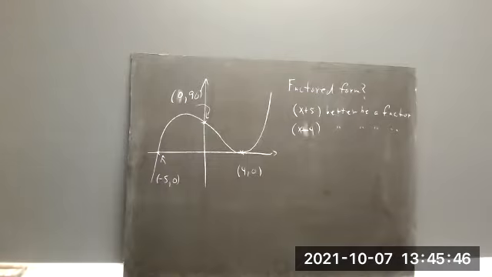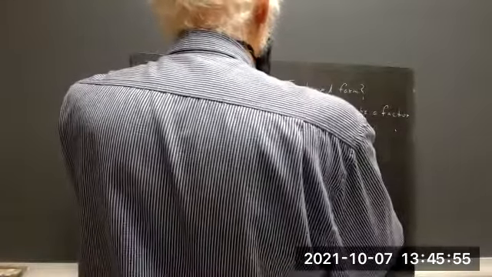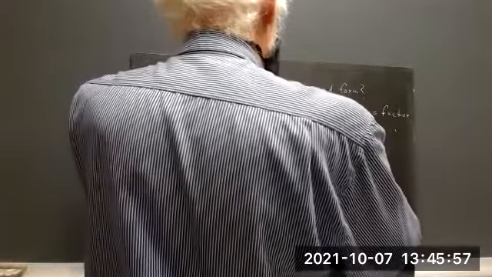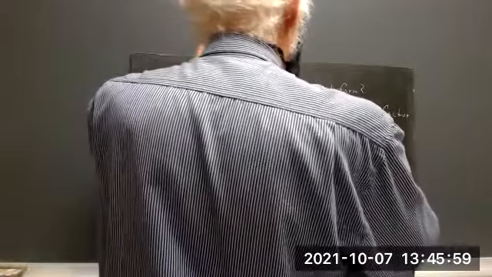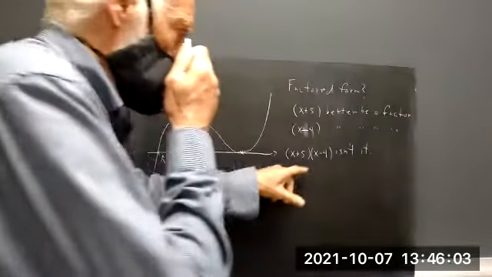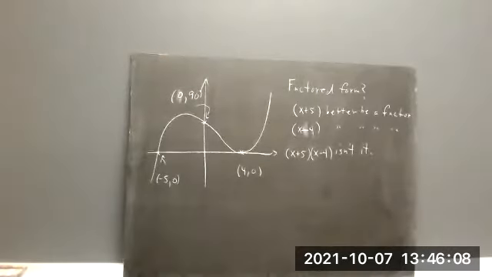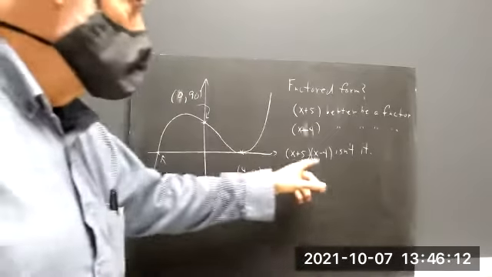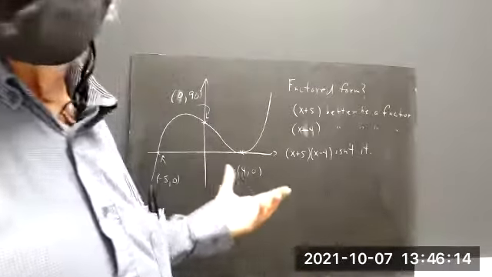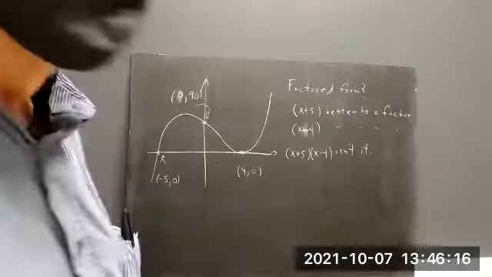Okay. Now, x minus 5 times x plus 5 times x minus 4, isn't it? Why not? Well, because x minus 5 times x minus 4 would be a parabola. It would be quadratic.